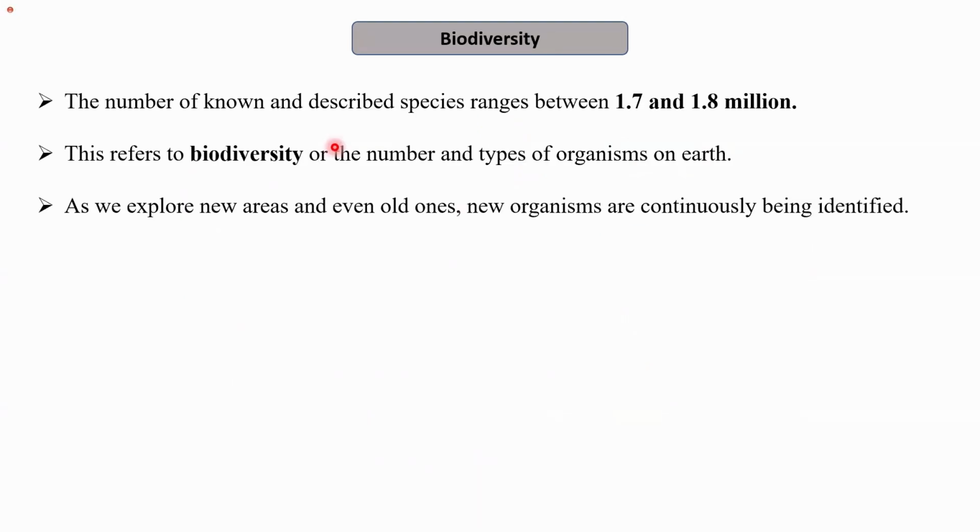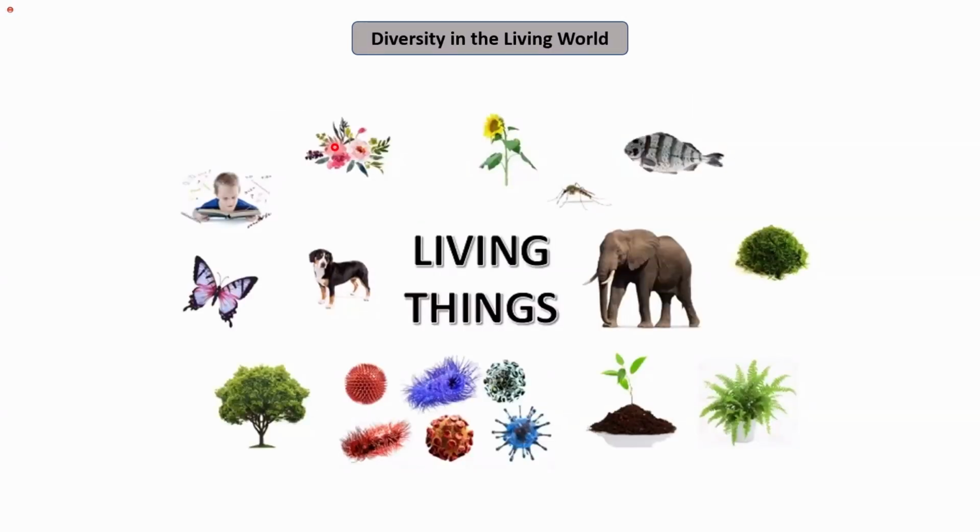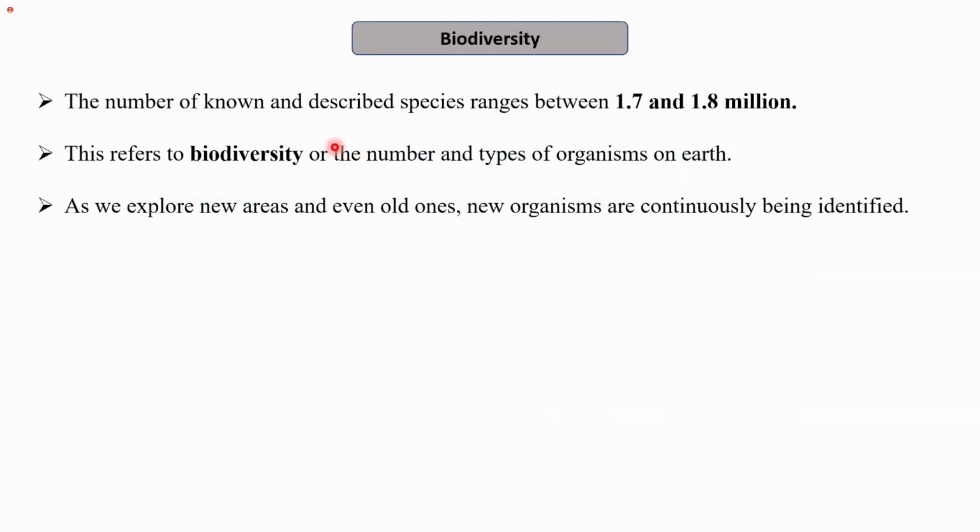So we'll now deal with the diversity in the living world and what all exists in the living world, how many organisms are there that we know till now to exist in the living world, and there are many yet to be discovered. So what is the term biodiversity? The number of known and described species ranges from 1.7 to 1.8 million.